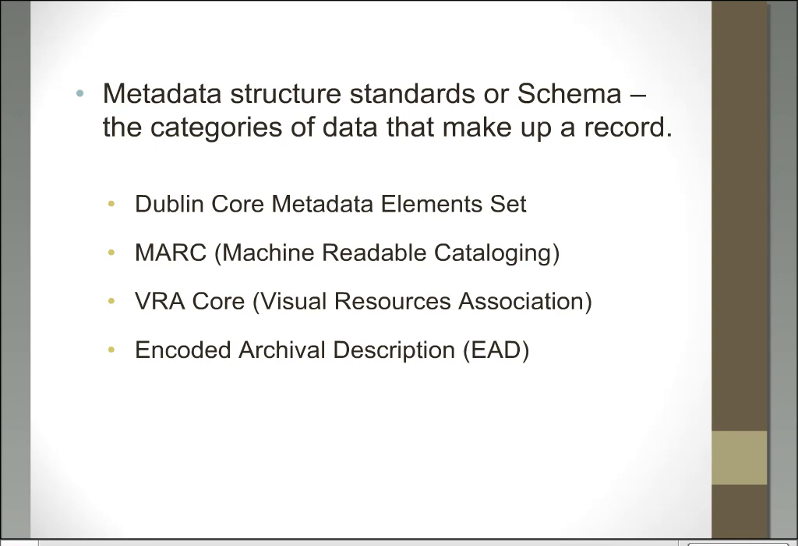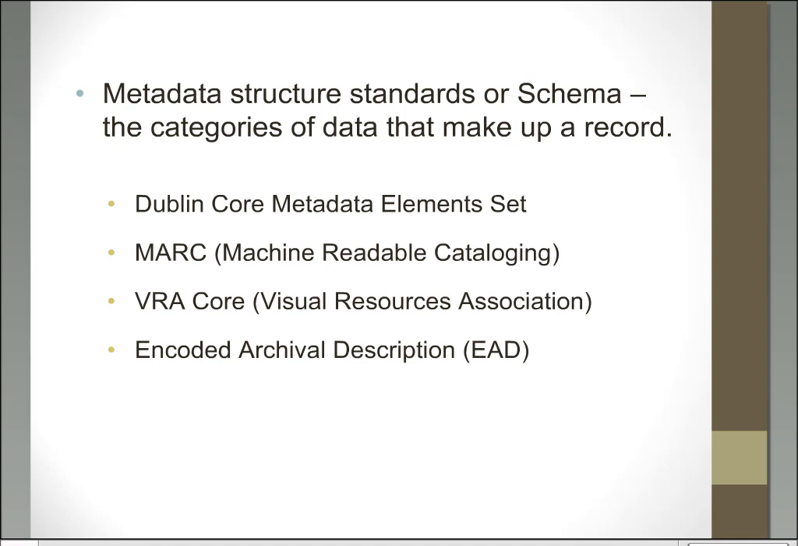Some examples of that are Dublin Core metadata element sets, machine readable cataloging, which is MARC, which you may be familiar with, VRA Core, which is a data standard for the description of works of visual culture, as well as the images that document them. That was designed to create a hierarchy of collection, work, and image level records.